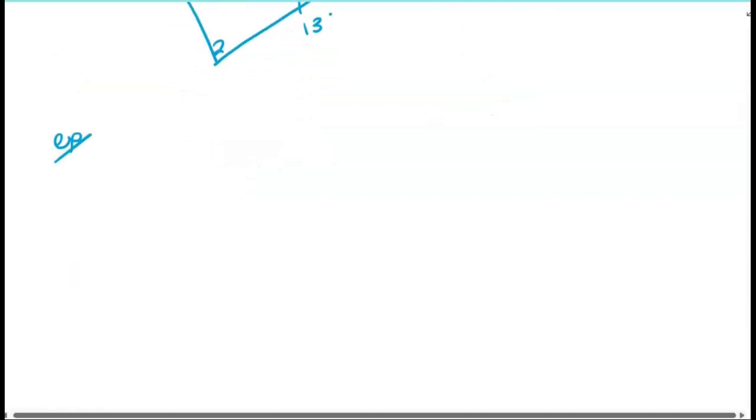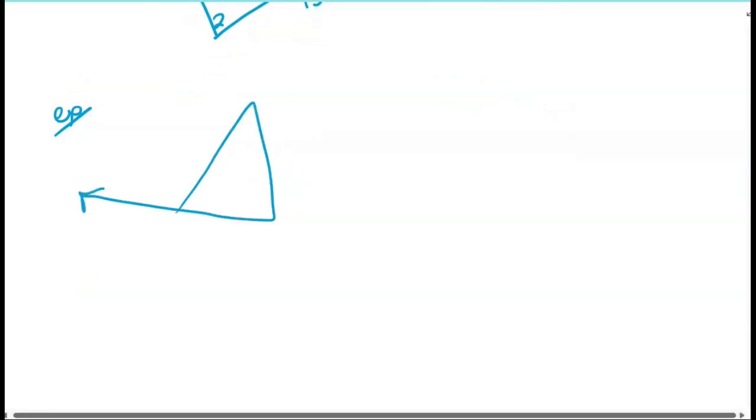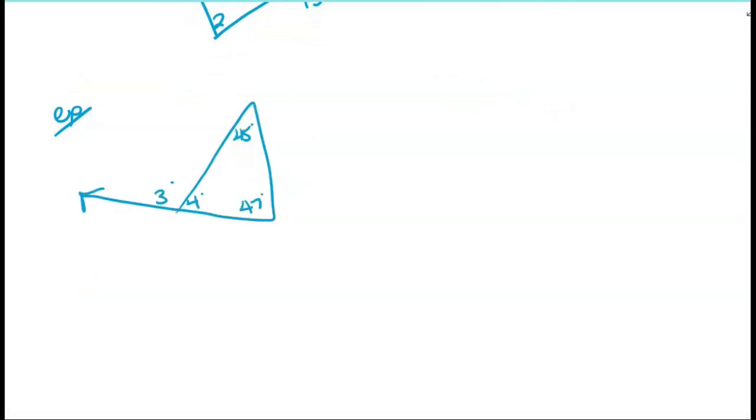All right. Do another one. All right, let's try to find angles 3 and 4 for this one. All right, we know that angle 3 is the exterior angle, and that's equal to 45 plus 47. So if you do that math real quick, you'll get 92 degrees.